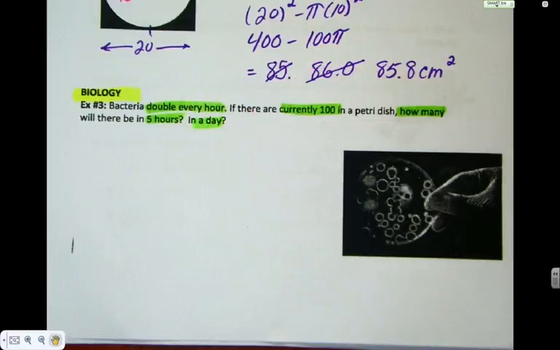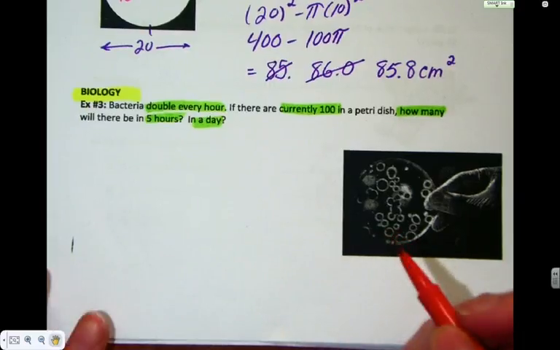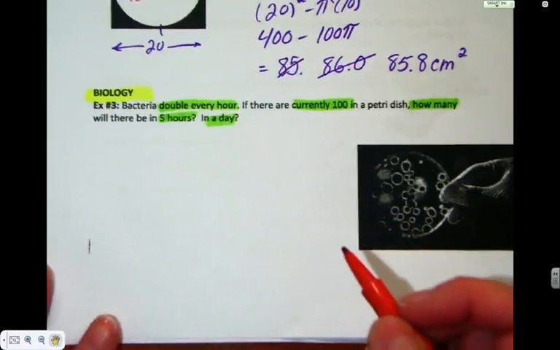Okay, so let's just stop and check that we have enough words highlighted. I want you either to close your eyes or look up and just listen, and I'll read the keywords that we highlighted, and you'll tell me if we have enough to solve it. So look up or close your eyes. Double every hour. Currently 100. How many? 5 hours in a day. Do you think we've highlighted all the keywords? Yeah, I think we're pretty good. Grab your red pens. This is the way all the biology ones are going to work.